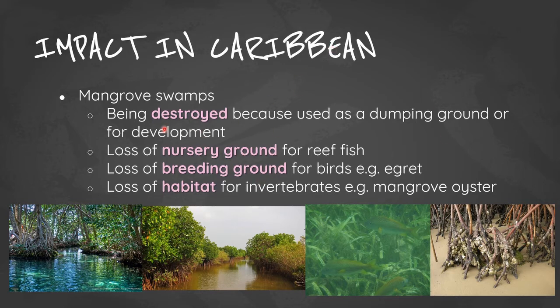So as they're being destroyed, you find that there's loss of a nursery ground for reef fish, breeding grounds for birds, for example the egret, and loss of habitat for invertebrates, for example the mangrove oyster.